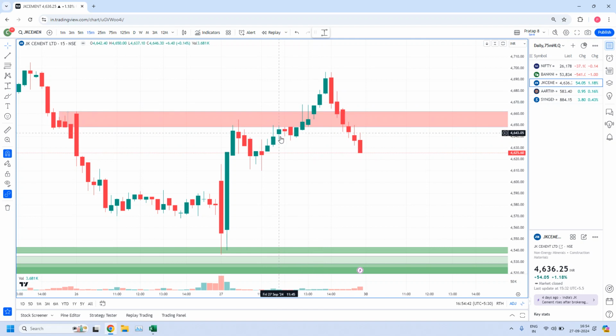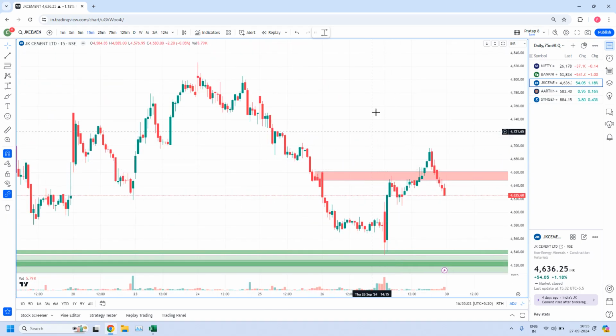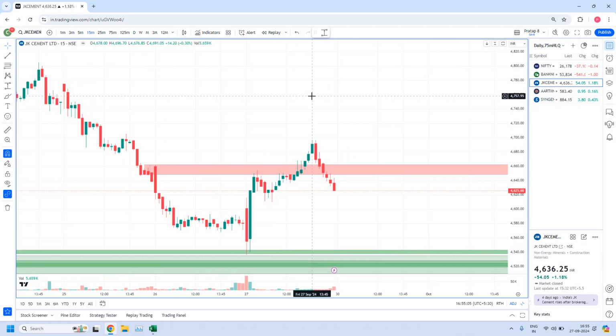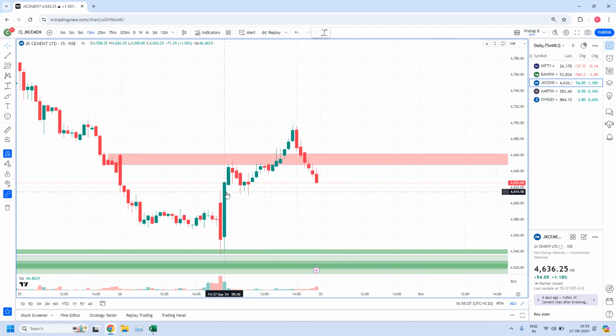But before violation of this zone, at least it has given some resistance here. It resisted the prices. It does not allow the demand to easily violate this zone. A lot of resistance, so many candles. It consumed all the demand, and finally in this candle, the zone is violated. So this is the reason why.